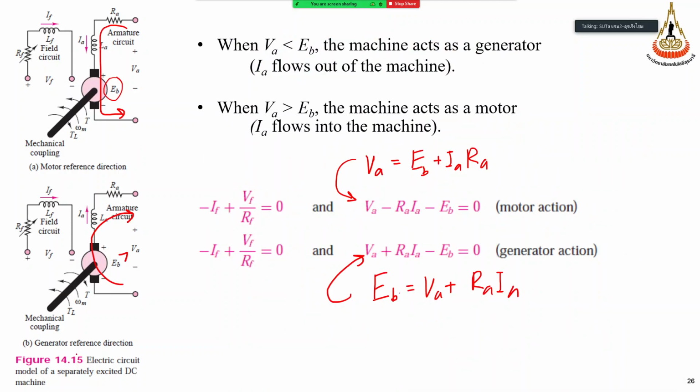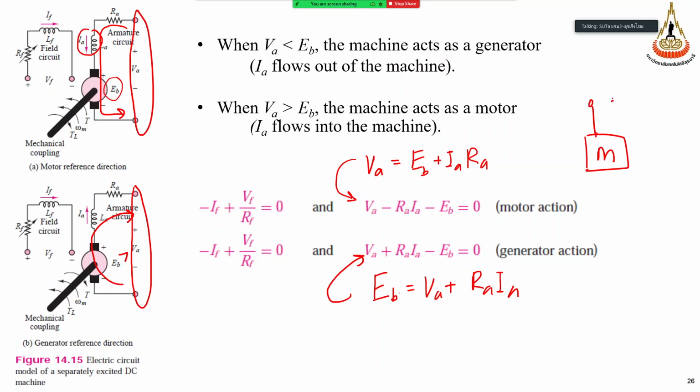In practice, we can measure the terminal voltage of the equipment, at the connection. So we can measure VA, and we can measure the current, right? For example, if we have a machine like this motor, we supply plus, minus. This is VA, and this is the current, so we know IA. We know VA and IA, but we don't know EB inside the machine. We cannot measure EB.